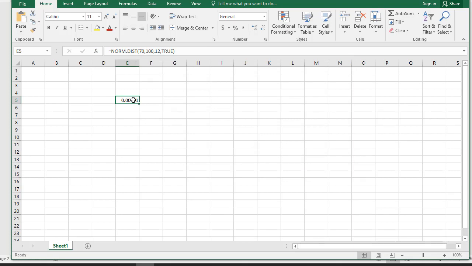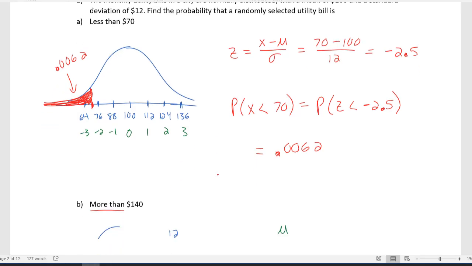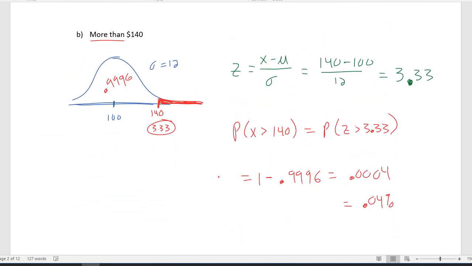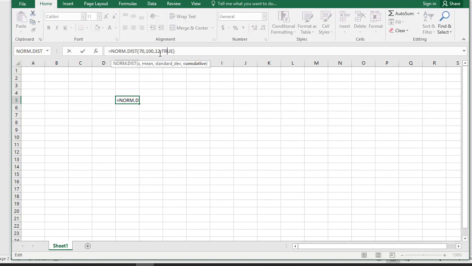Now remember, this is everything to the left. If I wanted to do everything to the right, Excel doesn't allow me to change that. So let's discuss that here with our next example. For letter B, I had more than 140. So if I bring Excel back up and I wanted 140 as my data value, mean 100, standard deviation of 12, when I hit enter, that is the amount that was to the left. So with Excel, I'm going to come up here and do 1 minus that number, hit enter, and that is how much is to the right.